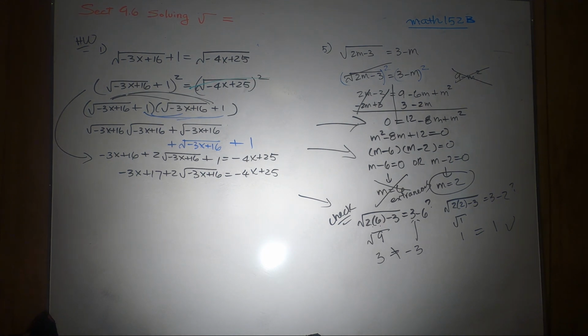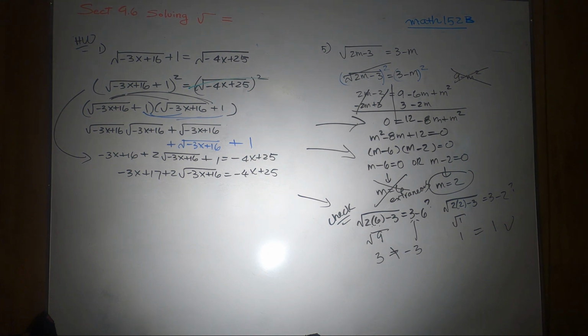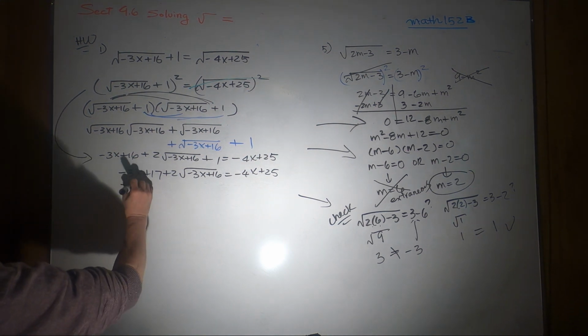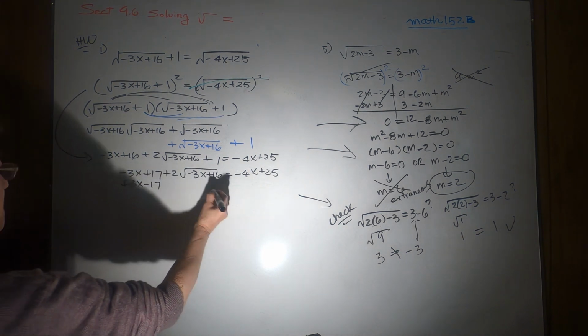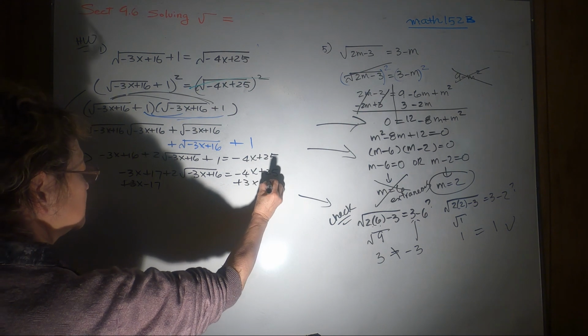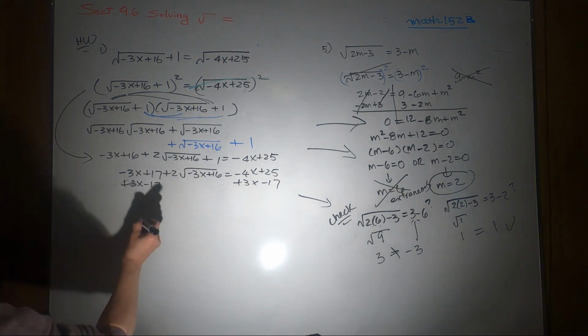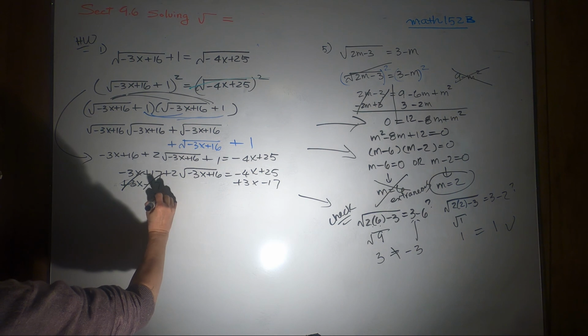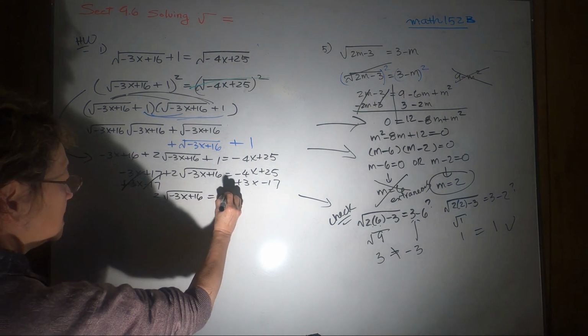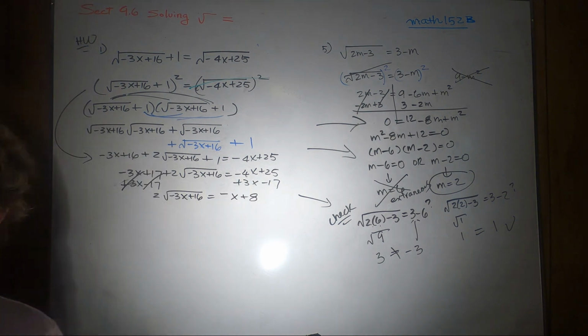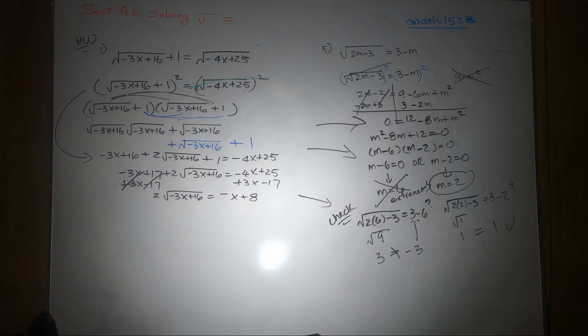Now we only have one radical left. Then we get it by itself. Okay? So you have to do it twice. So here minus 17 plus 3x minus 17. Then what do we have? Cancel out. We have 2 radical negative 3x plus 16 equals what? Negative x plus 8. Is that right?